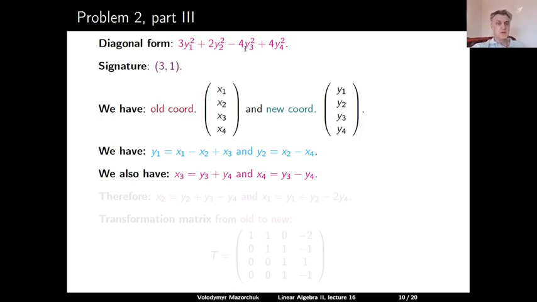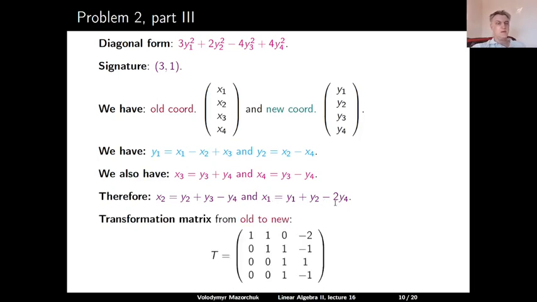So now we want to obtain the transformation matrix from the original basis to the new basis. Using this transformation matrix, we can multiply it with the new coordinates to get the old coordinates. So to get this matrix, we need the expression of the old coordinates in terms of the new coordinates. We have this for x3 and x4. So now let's compute it for x2. So x2 is equal to y2 plus x4, which is y3 minus y4. So x2 is y2 plus y3 minus y4. And from here, x1 is y1 plus x2 minus x3. So we know this is an expression for x2, and this is an expression for x3. So x1 is equal to y1 plus y2 minus 2y4.